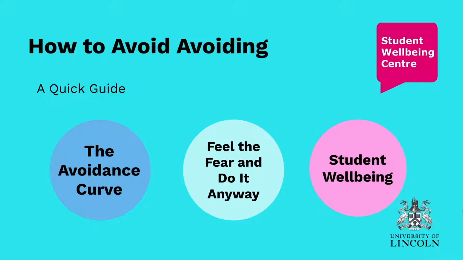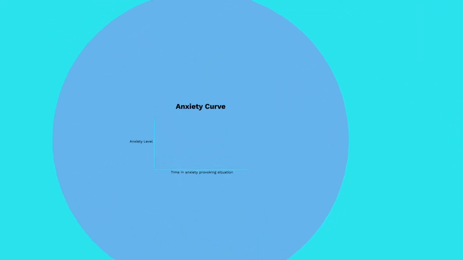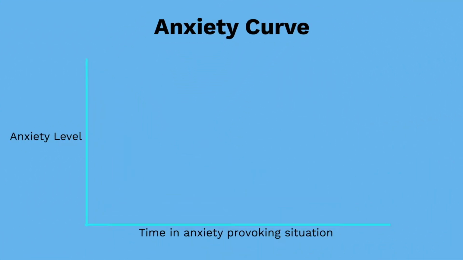This is a short guide exploring the effects of avoidance and ways to avoid avoiding. So to begin with, let's have a little look at the anxiety curve, so our anxiety levels when faced with an anxiety-provoking situation. Firstly, when we put ourselves into an anxiety-provoking situation, our anxiety begins to increase, which is perfectly normal. If it is the first time we've been in this situation, or it's something that we've been particularly worried about, our anxiety is likely to reach its highest.